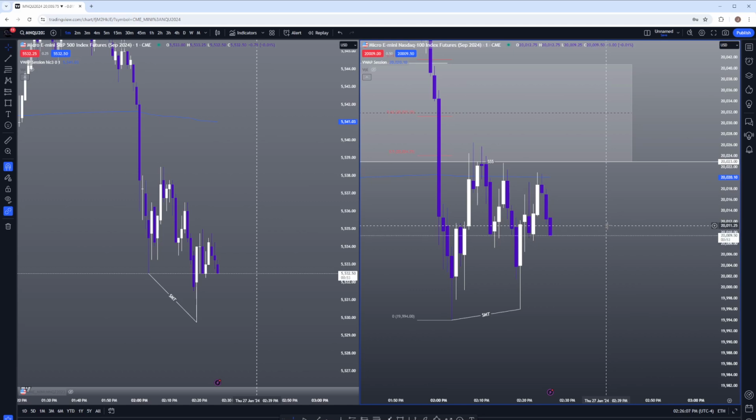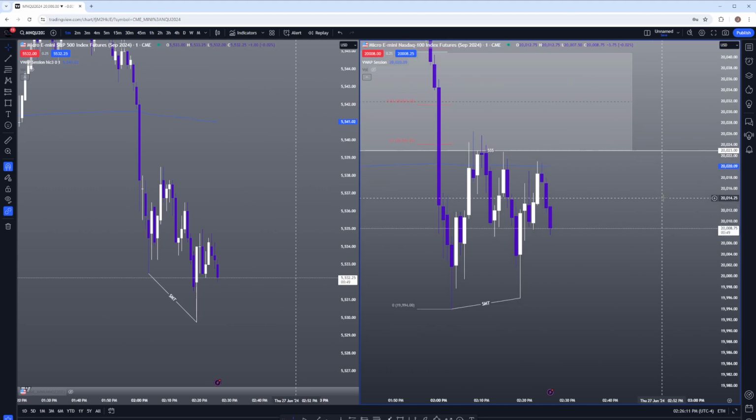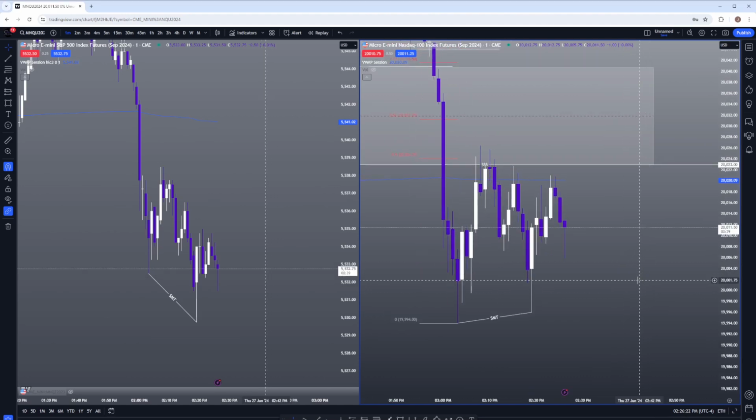There we go, Jay. Got you. So now I'm really just waiting to see what price does, if we're going to get any kind of continuation, or if we're just going to continue to range like this. Very choppy here. Very choppy.